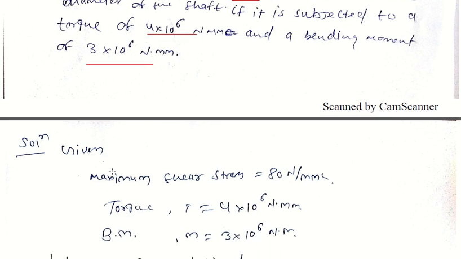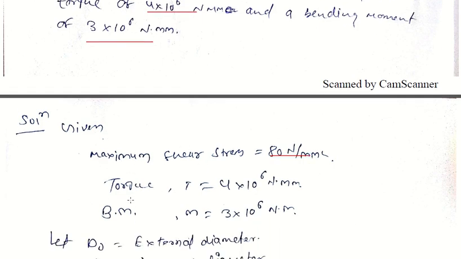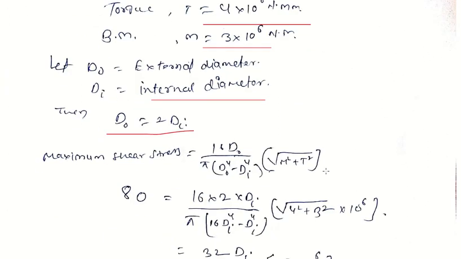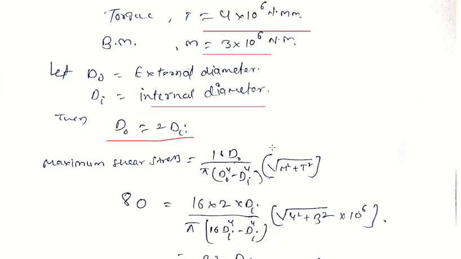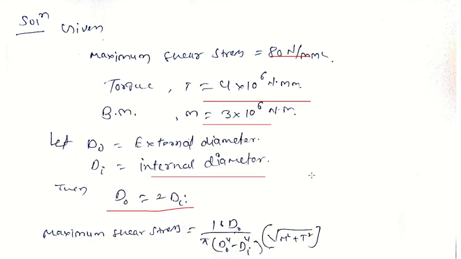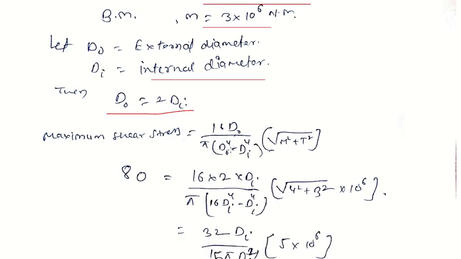So here is the given data. Torque will produce this much and moment will produce this much. Now let d outer equal the external diameter and d inner the internal diameter, and from the question d outer equals 2 times d inner. For maximum shear stress, here is the formula. Okay, we use this equation. Now we put the values of d outer, which equals 2 times d inner, and the M and T values we put here.